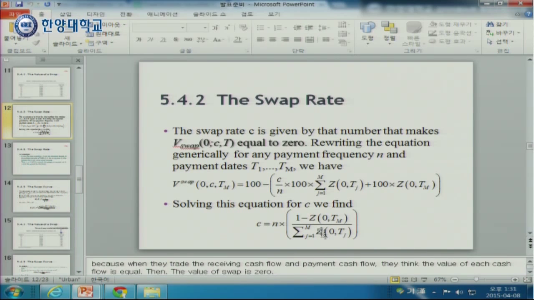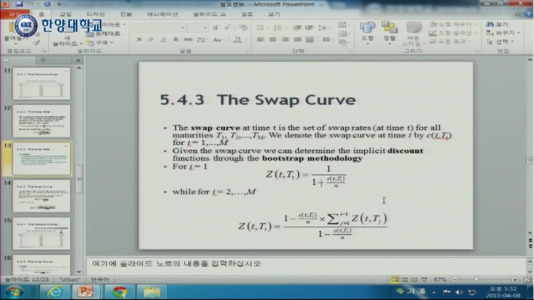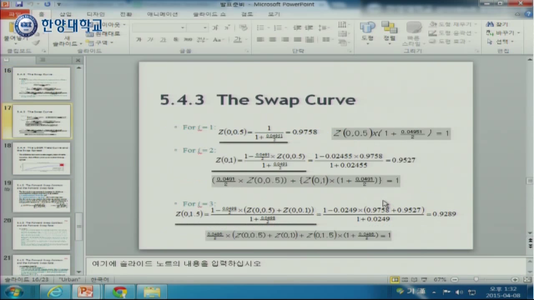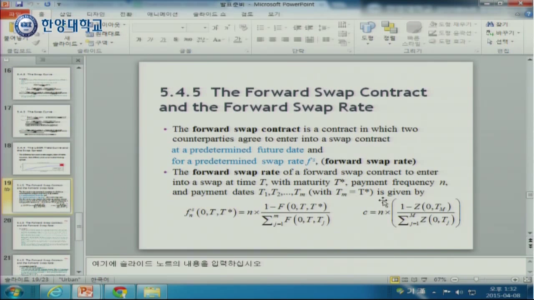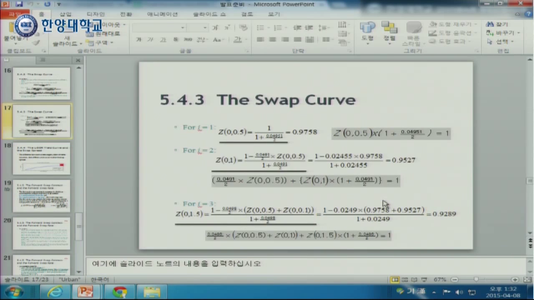And then suppose we have a series of C for different t. Because we obtained the swap rate from the zero coupon bond, in the other way, if we have a series of swap rates, we can solve for the zero coupon bond, which is called the swap curve basically. And then the formula is, no, this is not the formula. Where is the formula for swap curve?